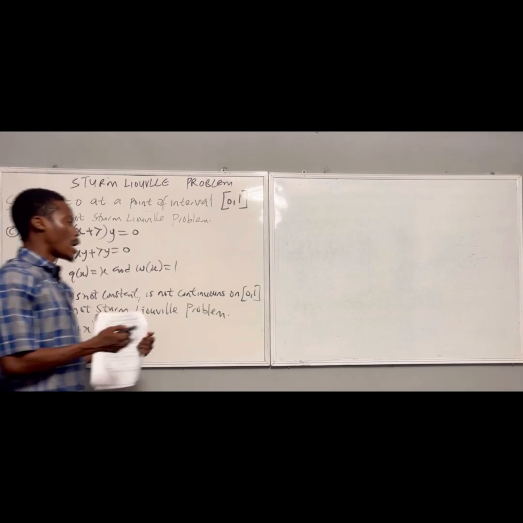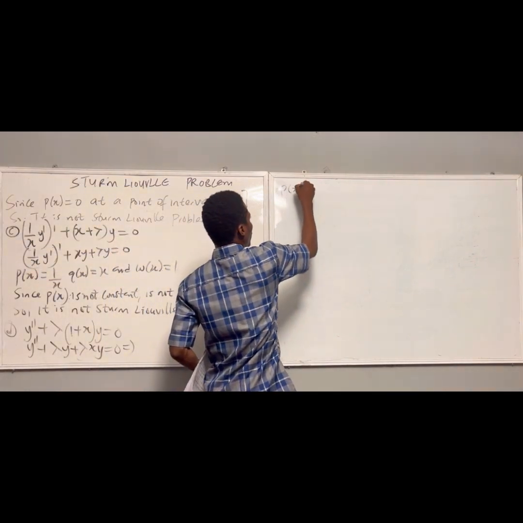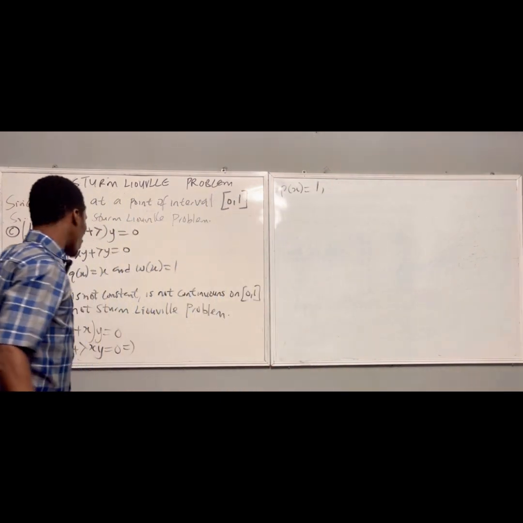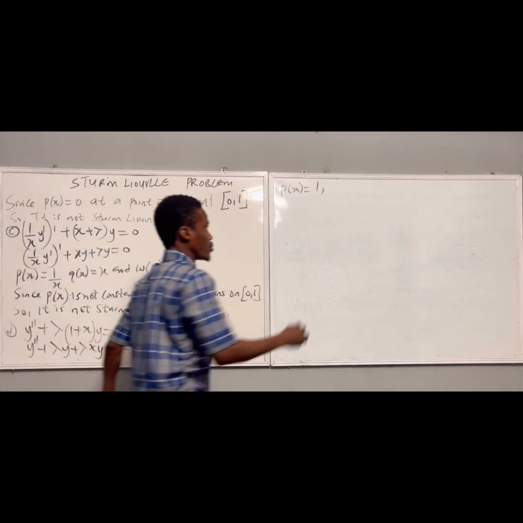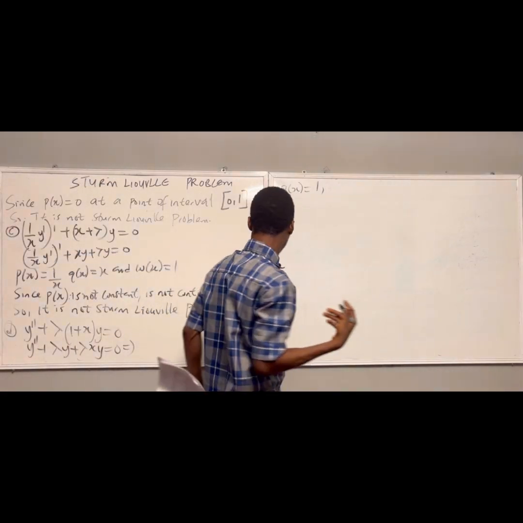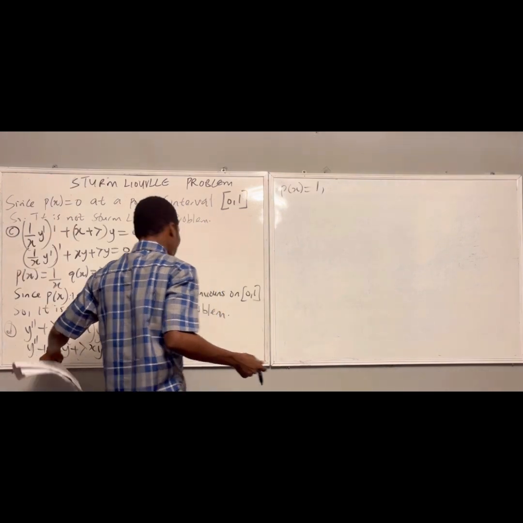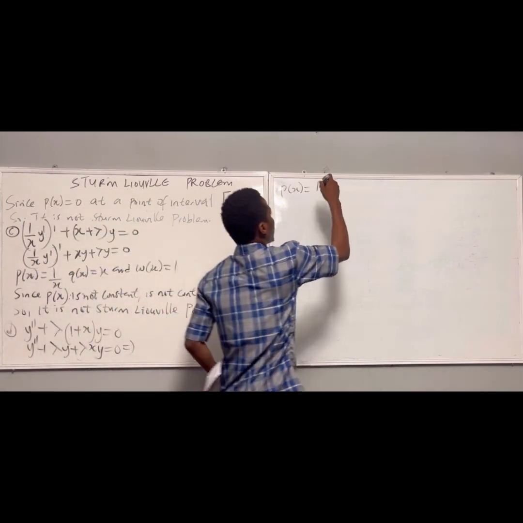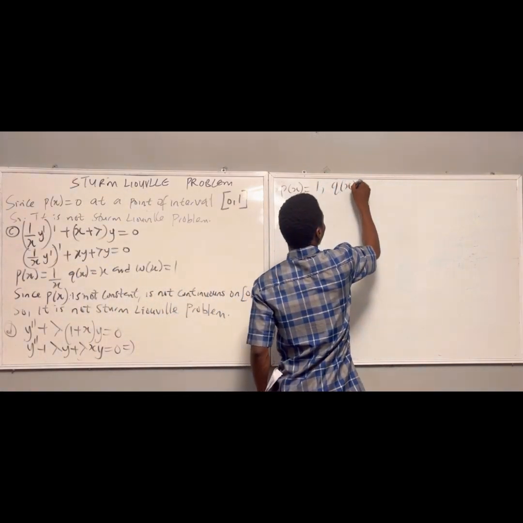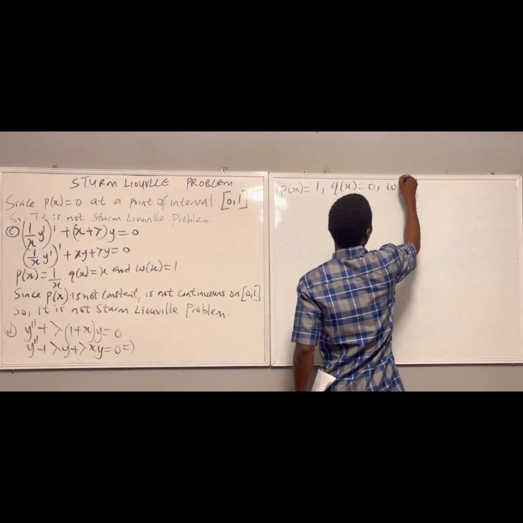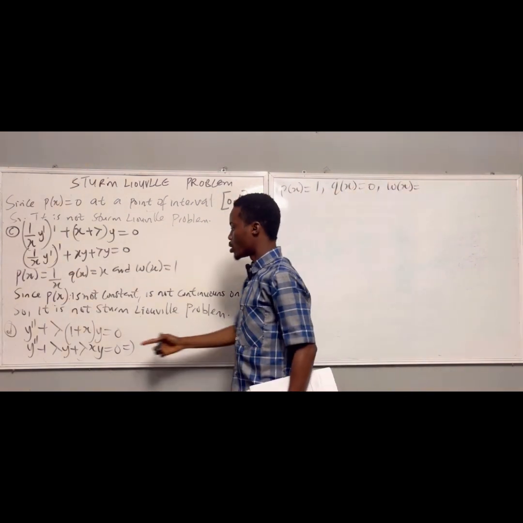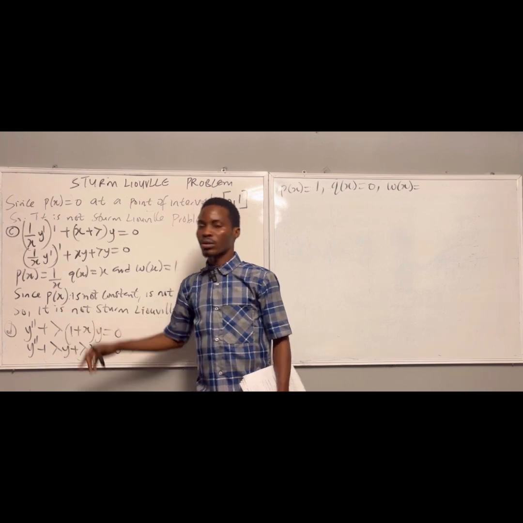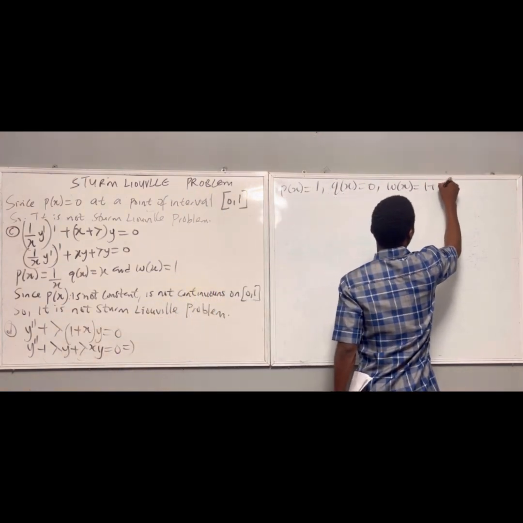You can see that here our p of x, the coefficient of y double prime, is 1. We don't have q of x here because the coefficient of y gives us q of x, and we don't have a coefficient of y here. The coefficient of lambda y is this, so my q of x is 0. Then what's my w of x? It is the coefficient of lambda y, which is 1 plus x.